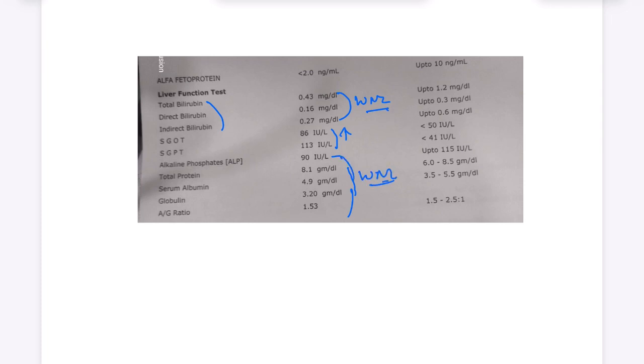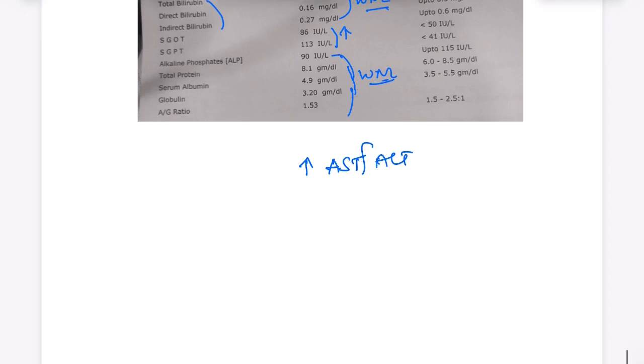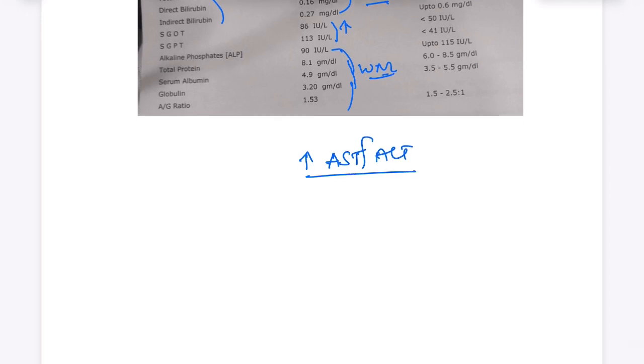So the only problem is here, the enzymes, that is your aminotransferases, are raised. This is called transaminitis. So here transaminitis is there, so elevated AST and ALT is there. Whenever you get this transaminitis, you have to see whether AST is more than ALT or ALT is more than AST. So in this case, ALT is more than AST. That is your SGPT is more than, sorry, SGPT is more than SGOT. Your ALT is more than AST.